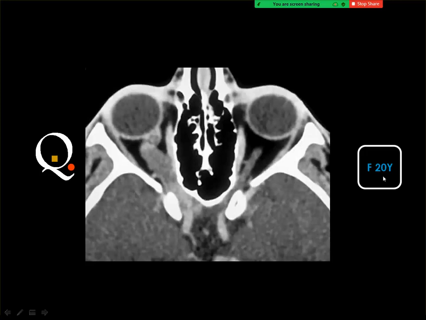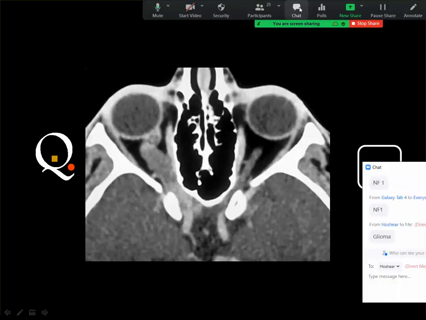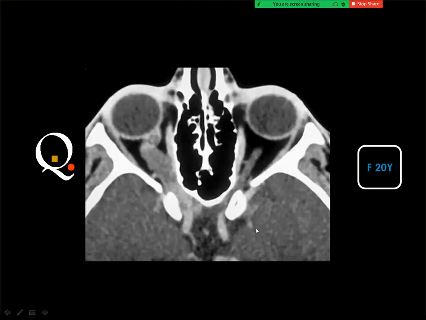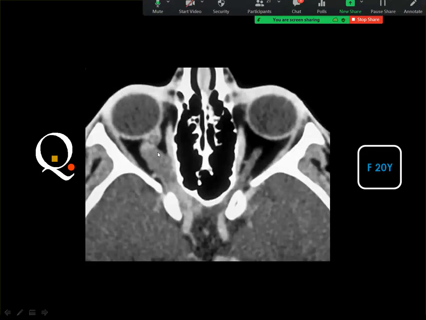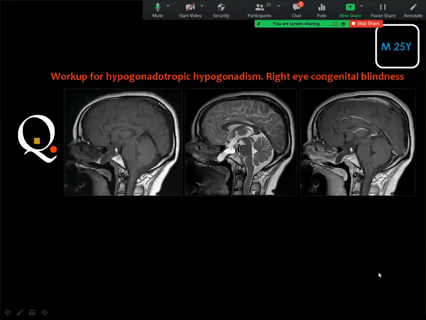Next case is a female, 20 years old, and this is a very easy diagnosis. It is an optic nerve glioma on the right side. Yes, right. The optic nerve is involved by a mass. It appears tortuous. You cannot discriminate the optic nerve within the mass. All these features are diagnostic of optic nerve glioma.